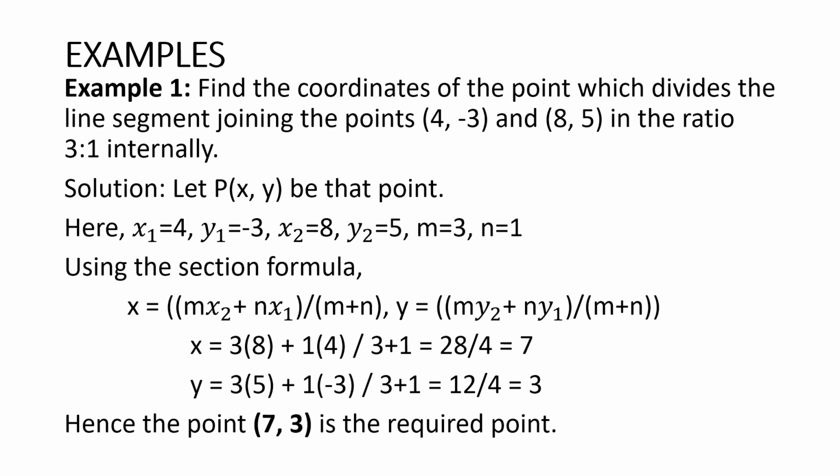Now we simply use the section formula, (m x2 plus n x1) upon (m plus n), and the y coordinate is given by (m y2 plus n y1) upon (m plus n). You will see that when we put the values, we get x as 7 and y as 3. That means (7, 3) is the required point which divides the line segment joining the given points in the ratio 3:1.